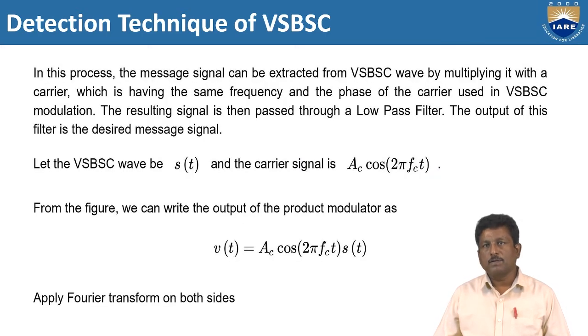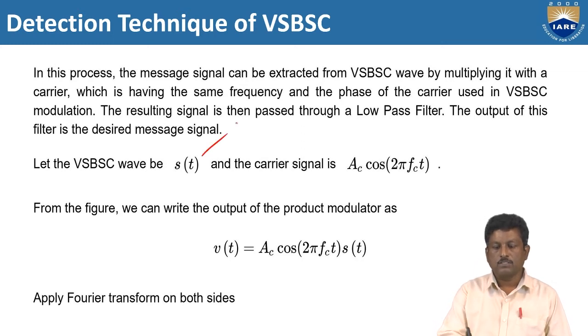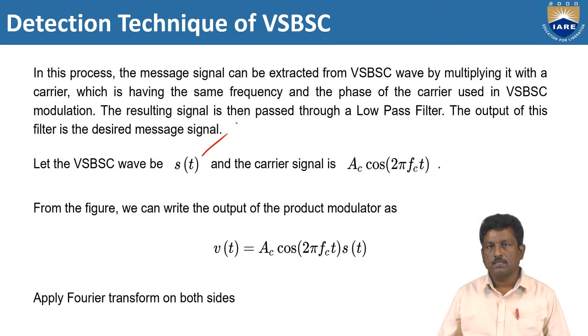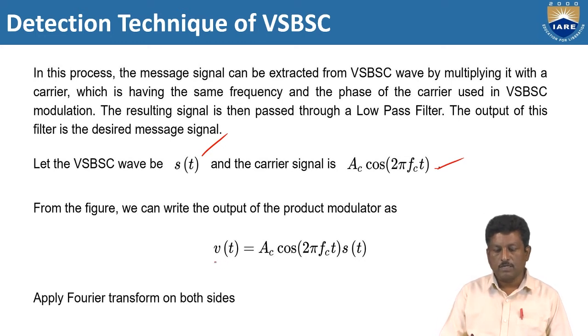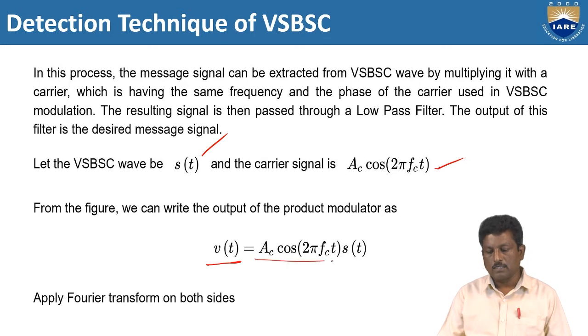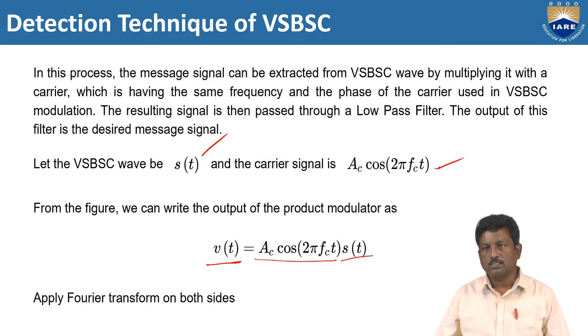So then coming to the mathematical expressions. Here take the VSB-SC signal S(t) and the carrier signal Ac cos 2πfct. So this is the standard input signal, the modulated wave S(t), that is the VSB-SC wave, and the carrier signal which is generated by the local oscillator, Ac cos 2πfct. So from this, the product modulator output V(t) is given by the carrier signal input and the received standard wave S(t). So it is a product of Ac cos ωct into S(t).